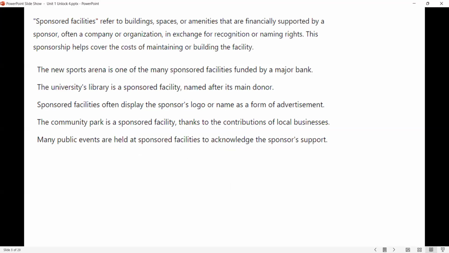Sponsored facilities. Sponsored facilities refer to buildings, spaces, or amenities that are financially supported by a sponsor, a company or organization, in exchange for recognition or naming rights. This sponsorship helps cover the costs of maintaining or building the facility. Example, the new sports arena is one of the many sponsored facilities funded by a major bank. The university's library is a sponsored facility named after its main donor.